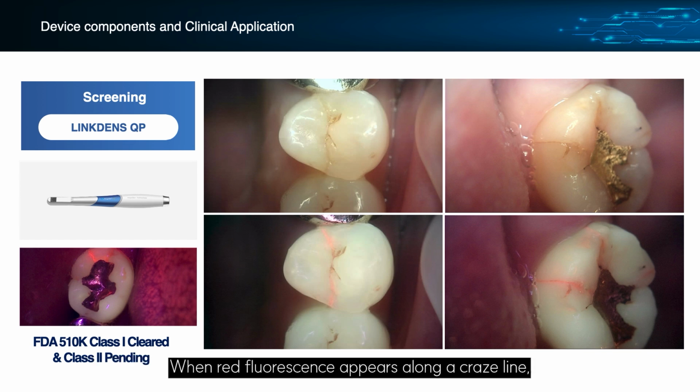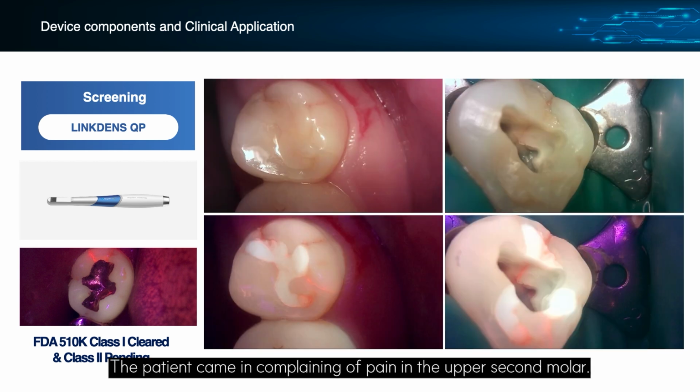When red fluorescence appears along a Kray's line, it strongly suggests that bacteria have already infiltrated the crack, making it a serious concern. The patient came in complaining of pain in the upper second molar.